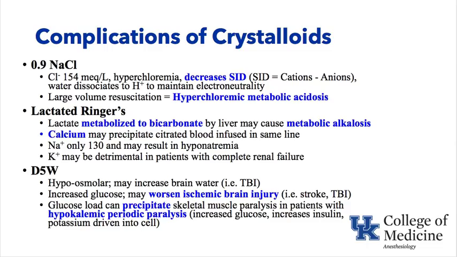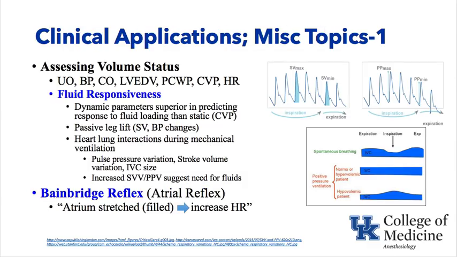And then, as the insulin goes up, it drives potassium into the cell. And that low potassium is associated with the periodic paralysis in patients with hypokalemic periodic paralysis. Some clinical applications. How do we assess volume status?